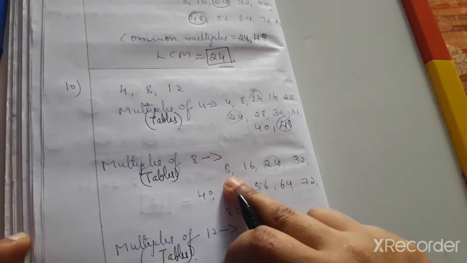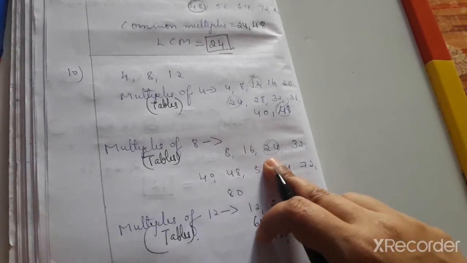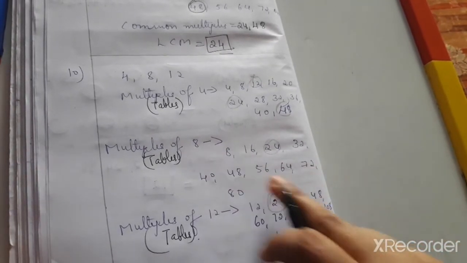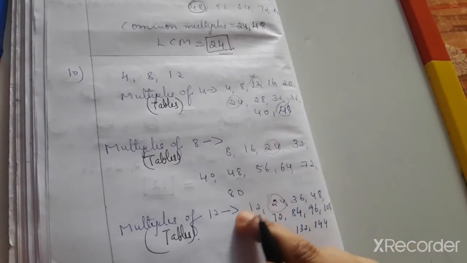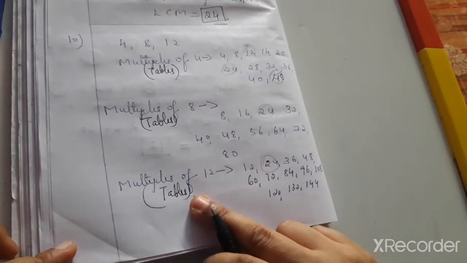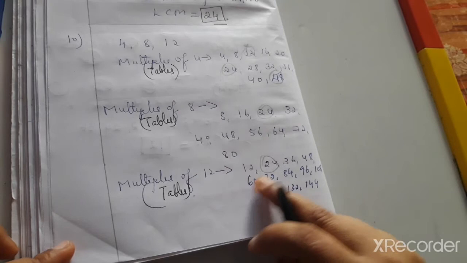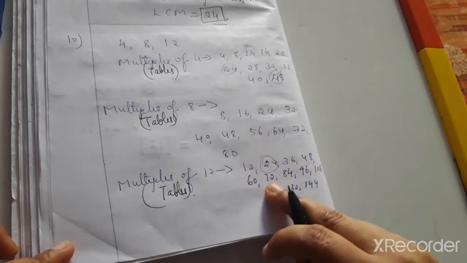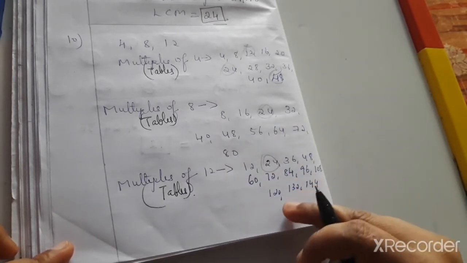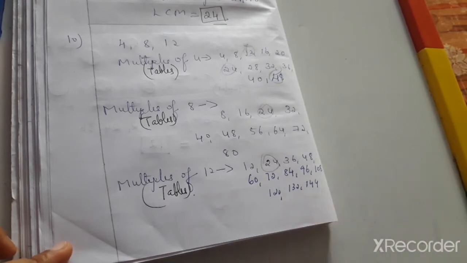The multiples of 8 means 8 ones are tables: 8, 16, 24, 32, 40, 48, 56, 64, 72, 80. Multiples of 12 means tables of 12 we have to write. 12 ones are tables: 12, 24, 36, 48, 60, 72, 84, 96, 108, 120, 132, 144.